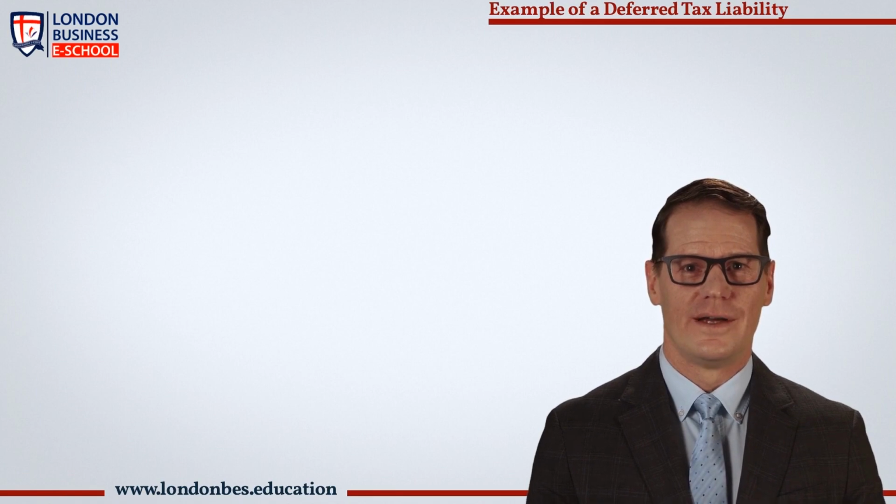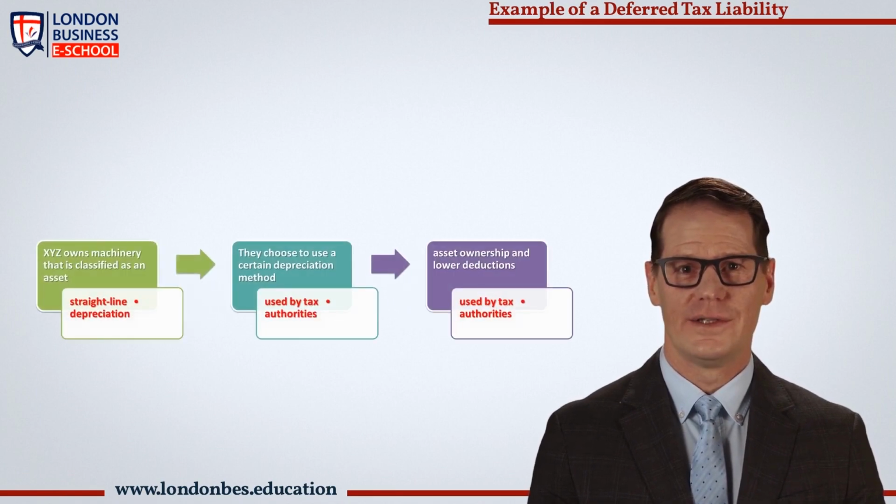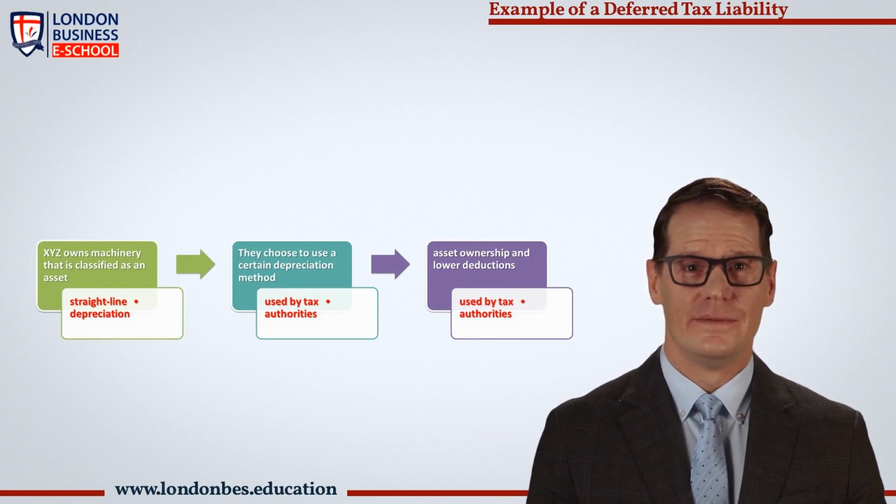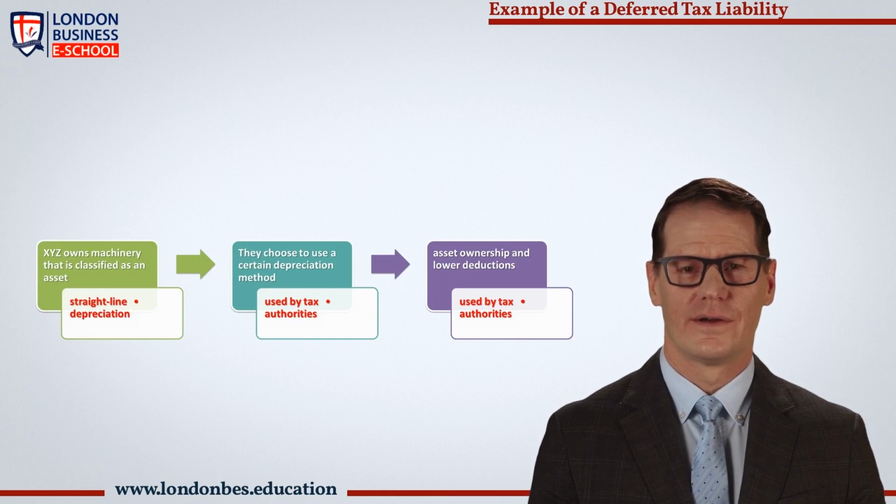Example of a deferred tax liability. Company XYZ owns machinery that is classified as an asset. They choose to use a certain depreciation method, in this case, an accelerated method that allows higher deductions earlier in asset ownership and lower deductions further on.